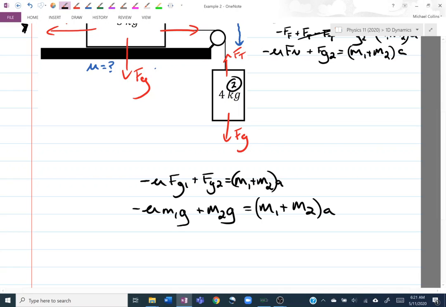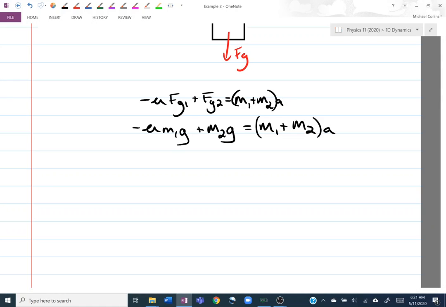I am solving for mu. So what I'm going to do is subtract m2g from both sides. Negative. Oh, my pen stopped working for a minute. Let's hope that it comes back to life. Oh, no. There we go, I think it's back. I'm going to subtract m2g from both sides and divide by m1g.